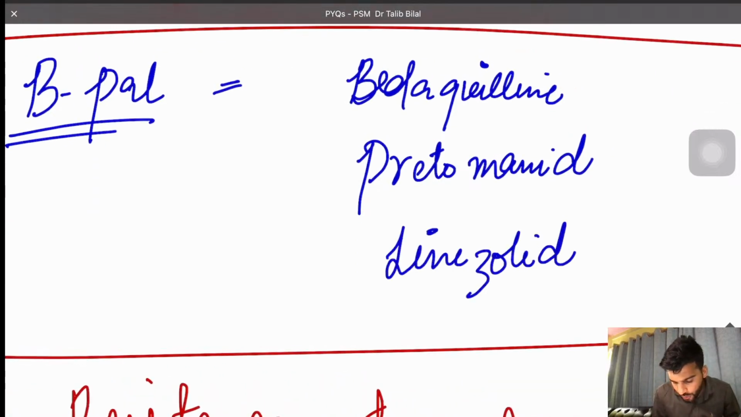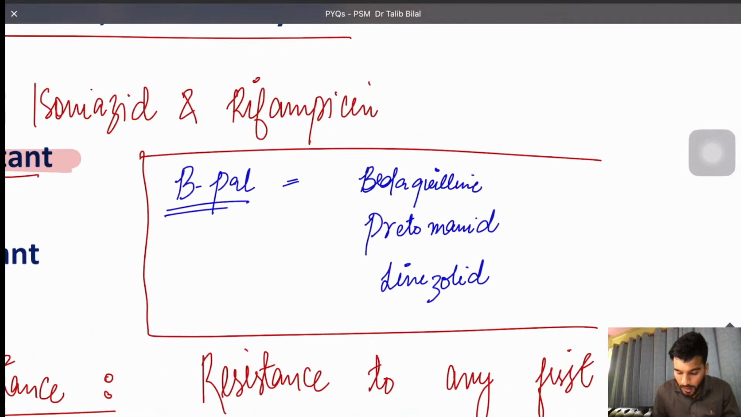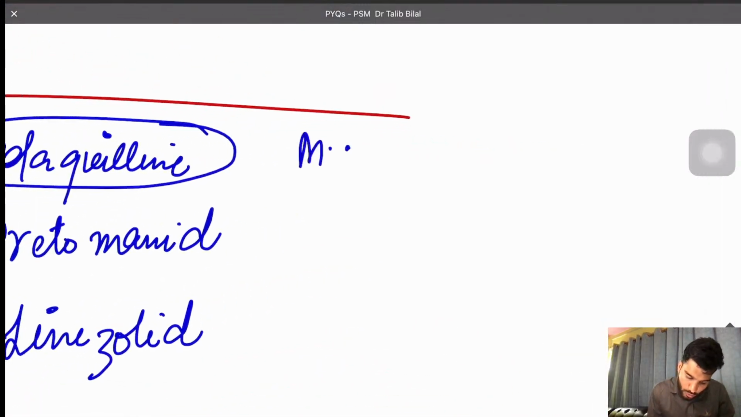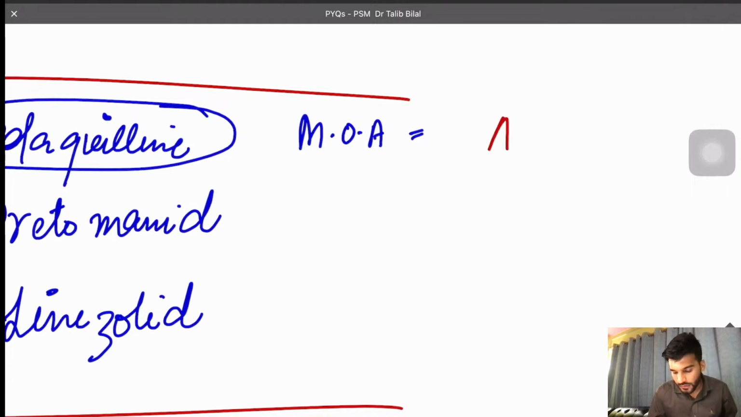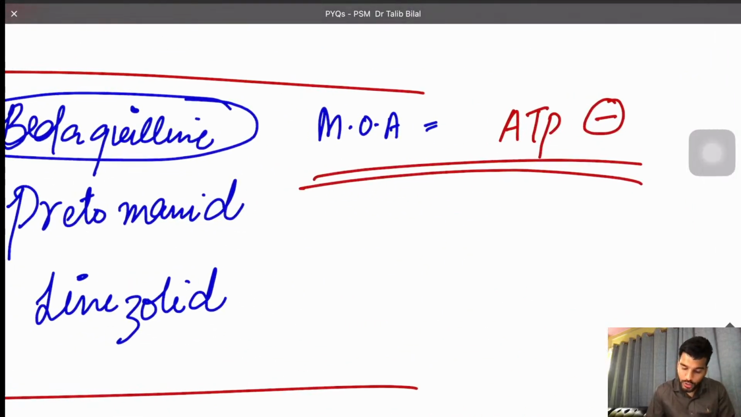And in the last FMG, the question asked was: what is the mechanism of action of the drug bedaquiline? What will be the mechanism of action, my dear student? The mechanism of action of bedaquiline will be ATP synthase inhibition. The side effects: it is hepatotoxic and it causes prolonged QT interval. Side effect kya hai? Prolonged QT interval.